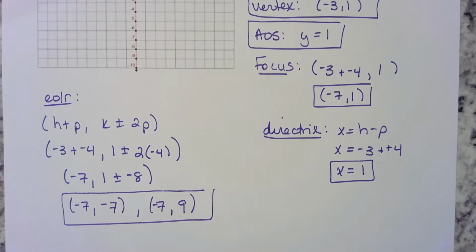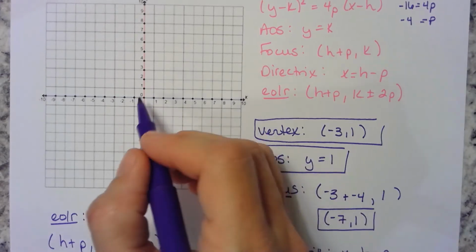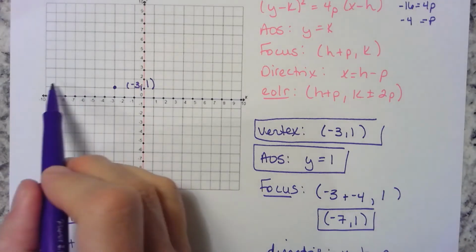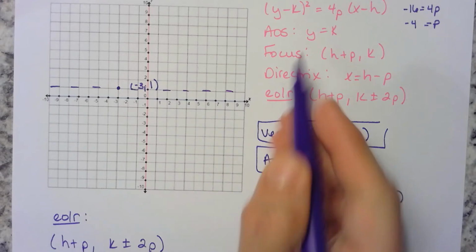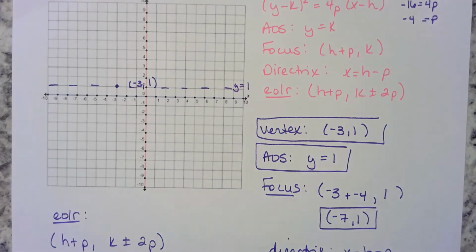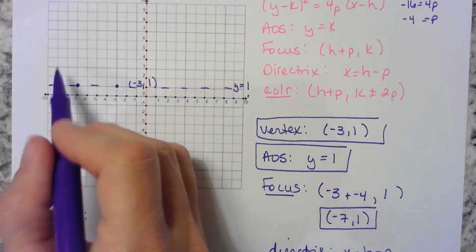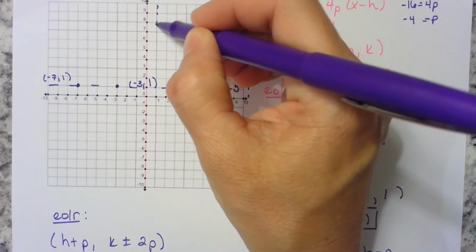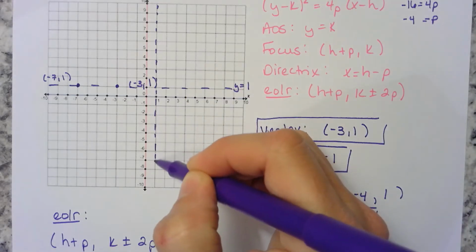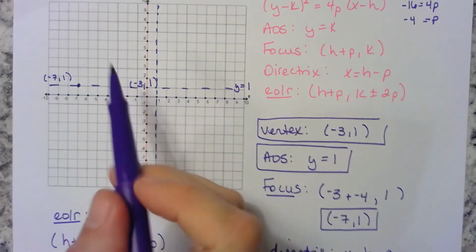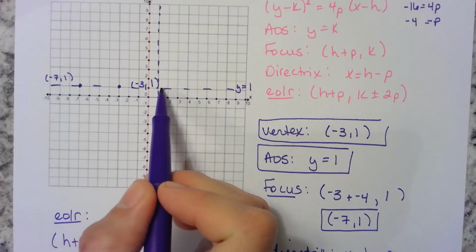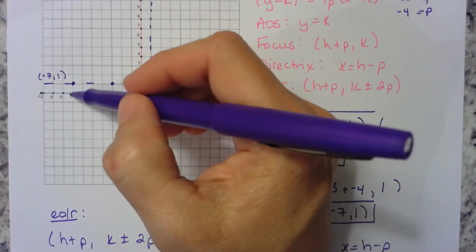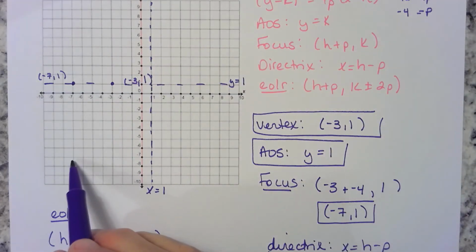Let's plot all of this and see what we come up with. Our vertex is negative 3, 1. Our axis of symmetry is y equals 1. The focus is negative 7, 1. The directrix is x equals 1. So we know that our vertex has to be the same distance from the directrix as it is from the focus.